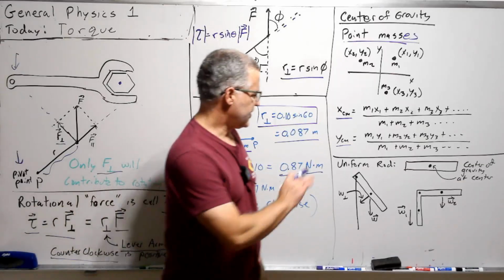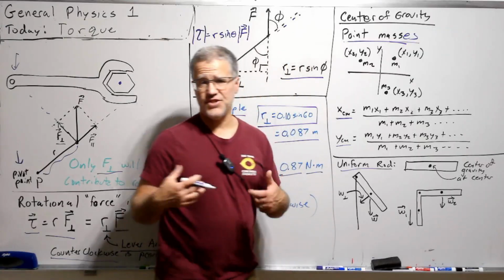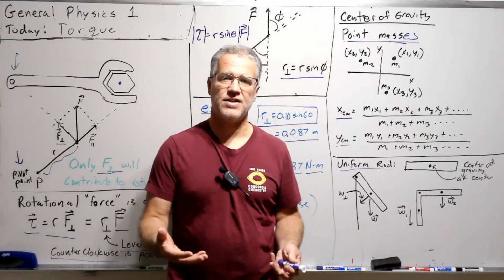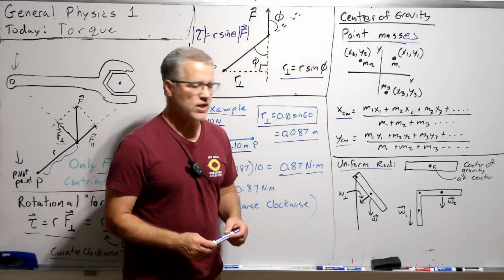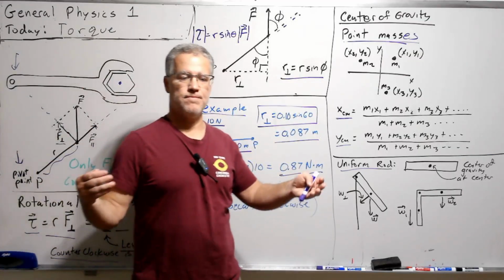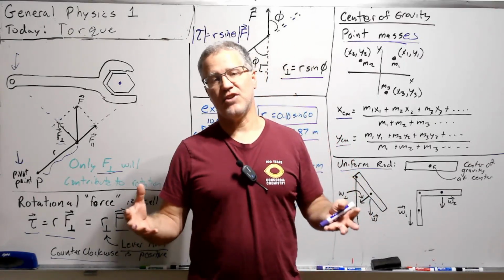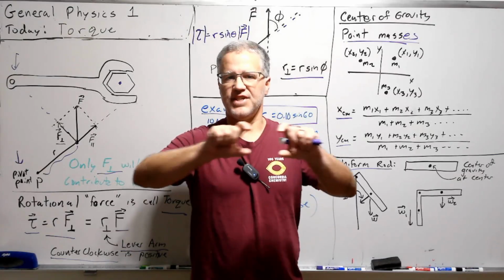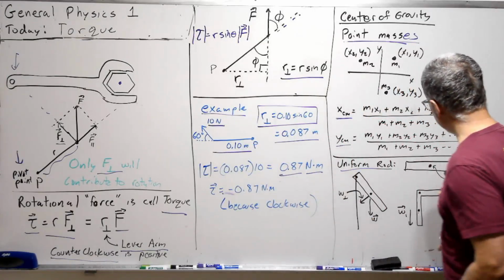Now, what if we have an extended object, and if it's just some general shape, then we need some calculus, and of course this is a non-calculus based class, so we can only do some special cases. And one special case is when we have a uniform extended mass, and that's a very common case. So like a steel beam, for example, would be a uniform mass.